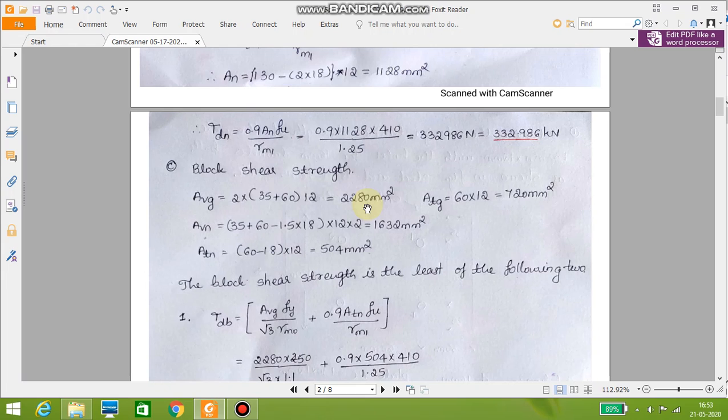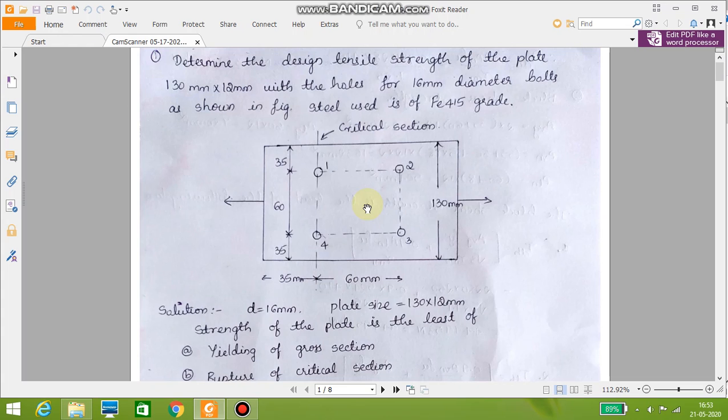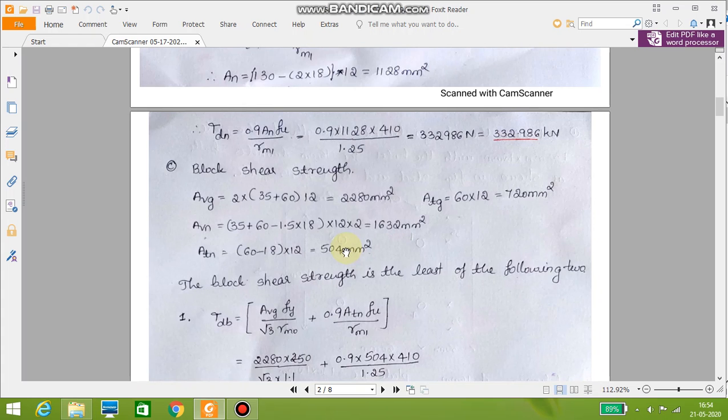Again, you can recall what AVG is. AVG is the minimum gross area of the shear along the bolt line parallel to the external force. So the external force is acting here, and I have to calculate the area in this direction. So 35 plus 60, one here, another one here, so multiplied by 2 into the thickness.